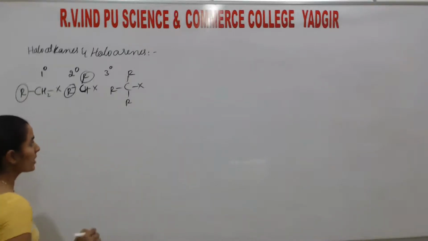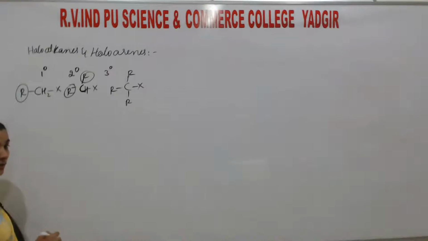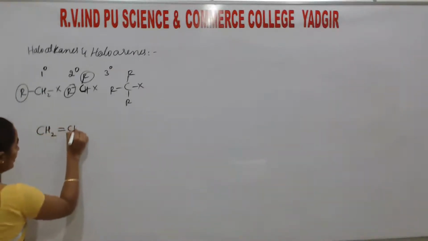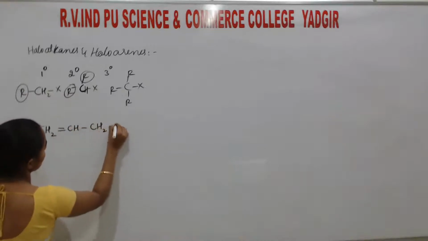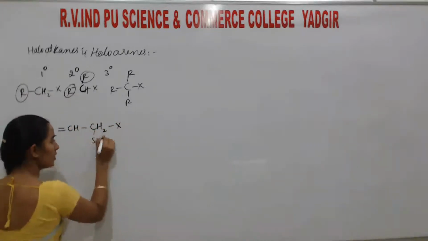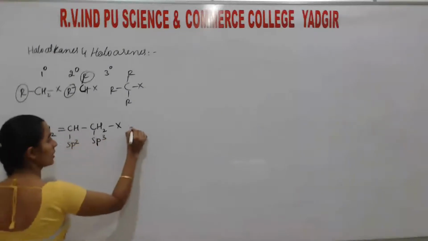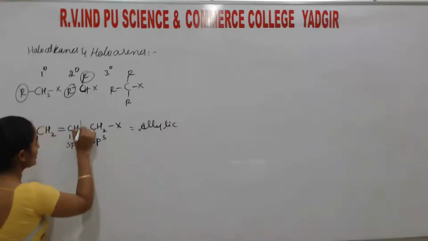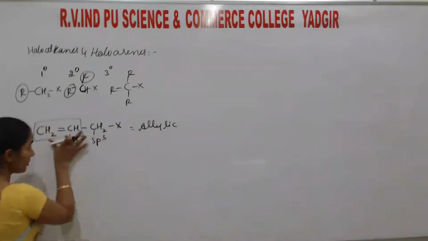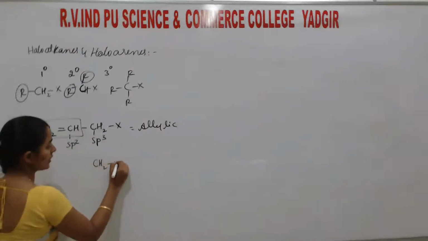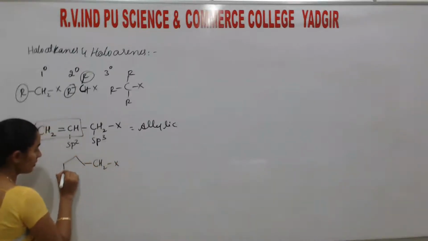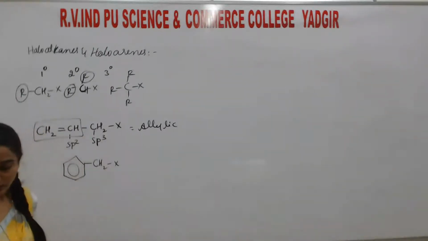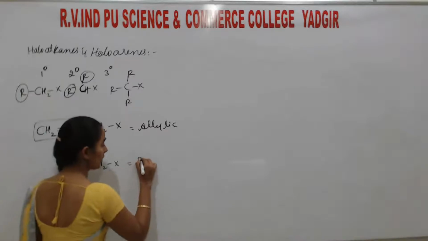Next, the second one is based on an sp3 hybridized carbon atom next to an sp2. For example, CH2=CH-CH2X. This is the sp3 hybridized carbon, and this is sp2 hybridized. This type is allyl. Instead of this, assume CH2X is there, and to this a benzene ring is attached. Then it is benzyl.